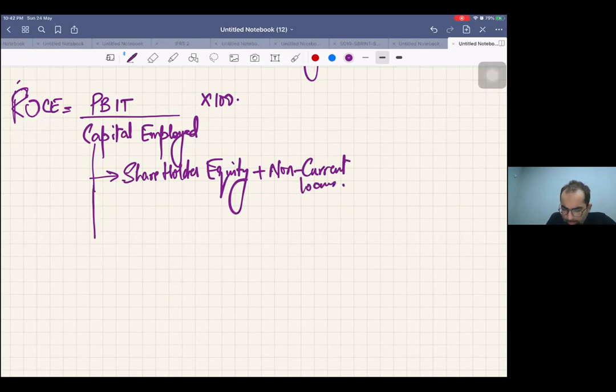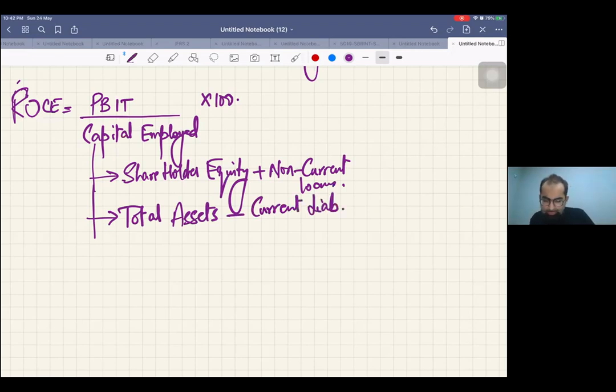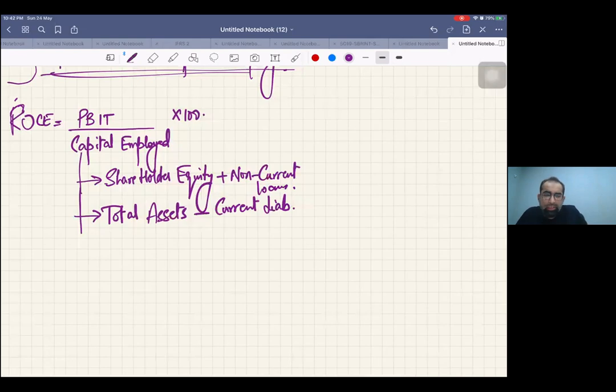And there is one more formula, which is total assets less current liabilities, right? Now wait, I have just written two formulas for capital employed. Number one is shareholder equity plus non-current loans or long-term liabilities. And second is total assets less current liabilities. Student asked the question, sir, these two formulas are same. Yes, these two are exactly same.